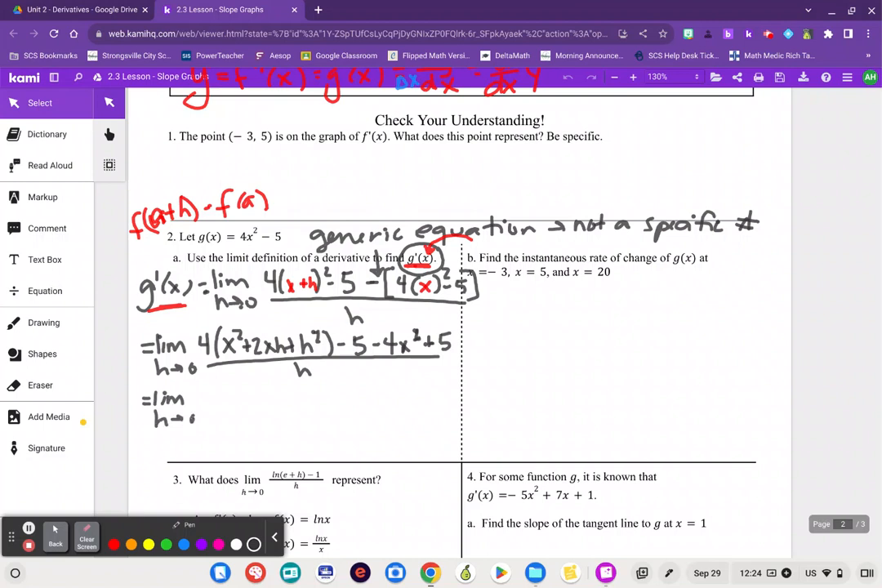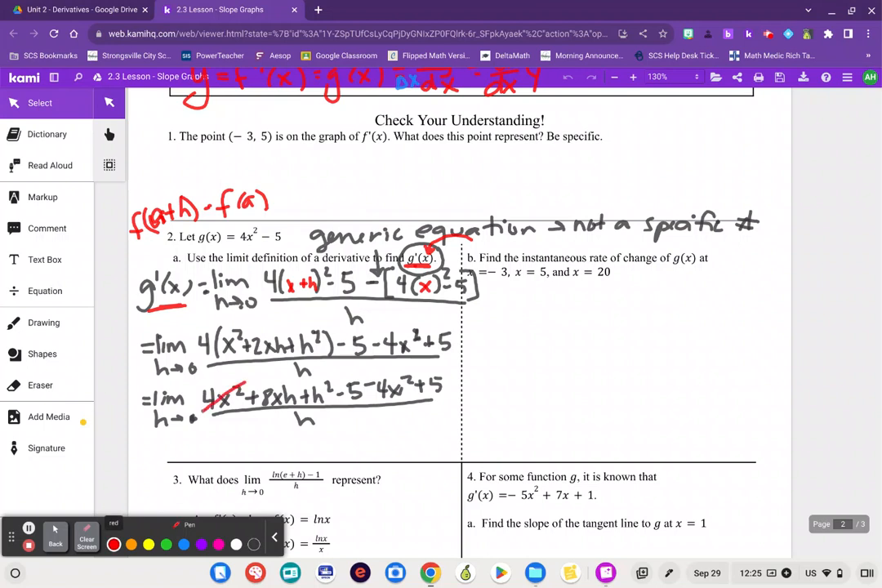I got to distribute that 4. So limit as h approaches 0, I've got 4x squared plus 8xh plus hx squared. Hopefully you're following along in your notes. I went super fast in class, which is why I'm redoing this. Make sure that you have all the pieces.